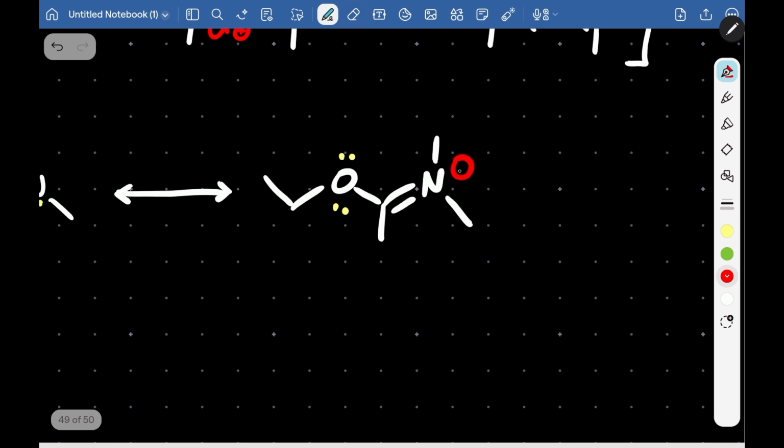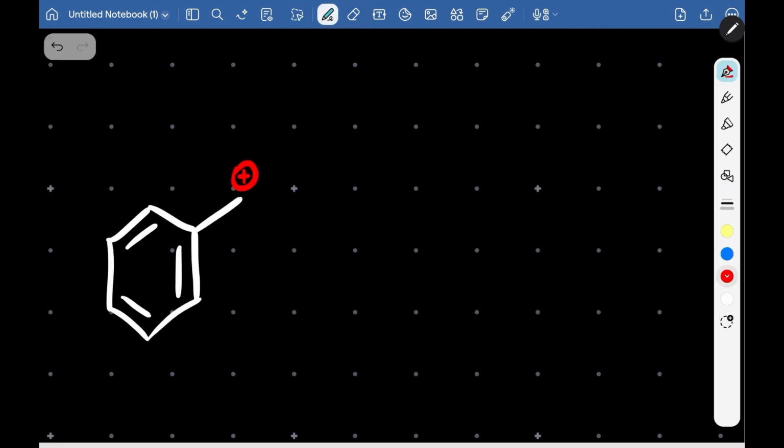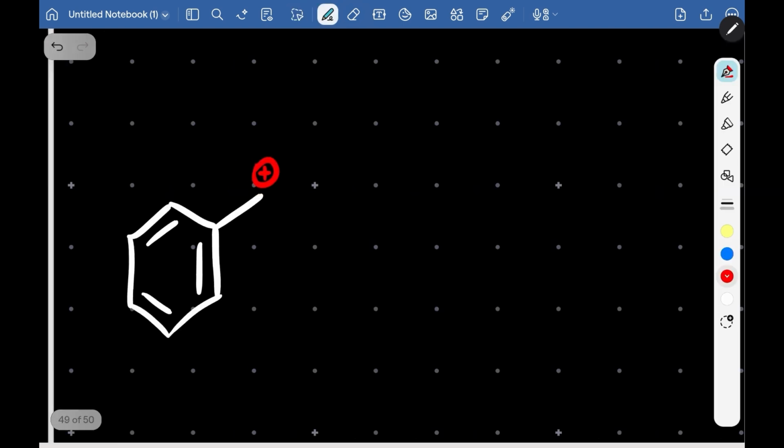This gets a positive charge. The lone pair can go up here, and this double bond can fill the hole again. There we go, this is the resonance structure. The structure shown here has alternating single and double bonds in the ring.